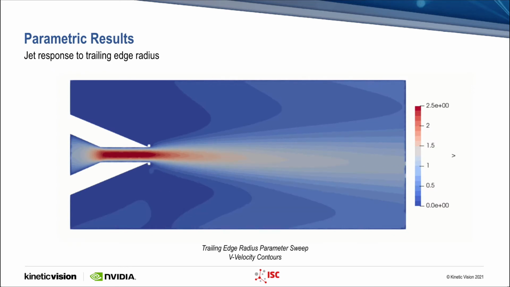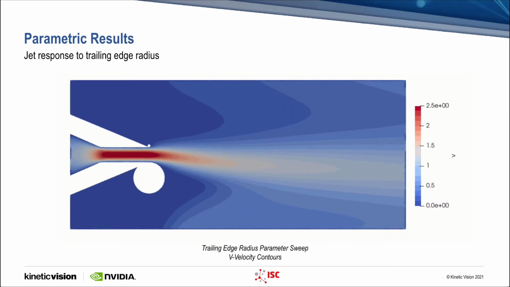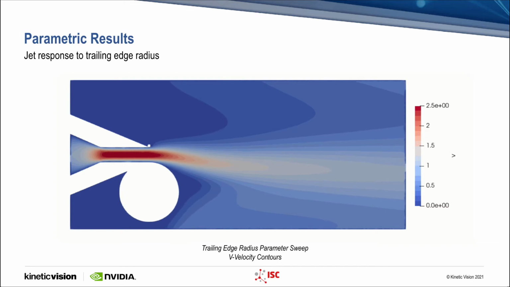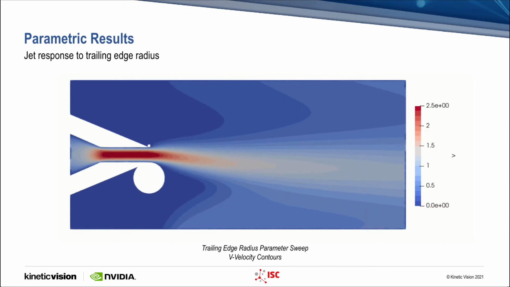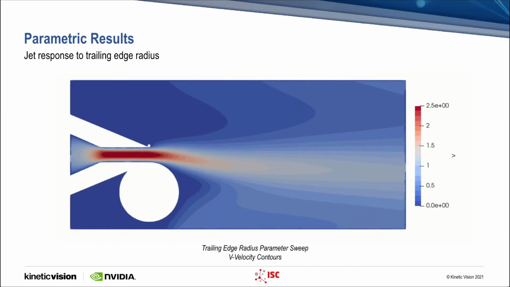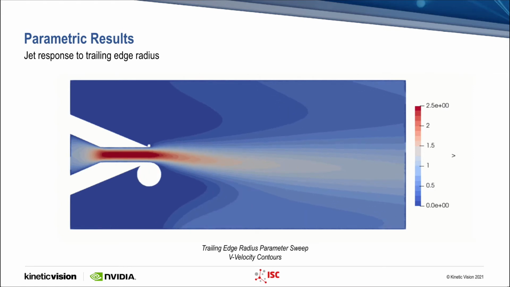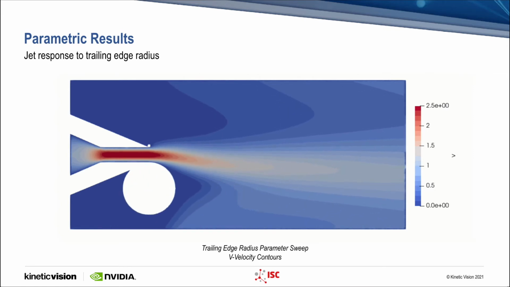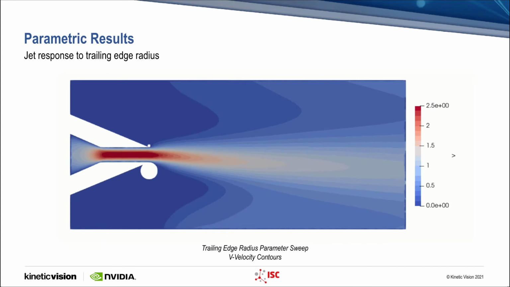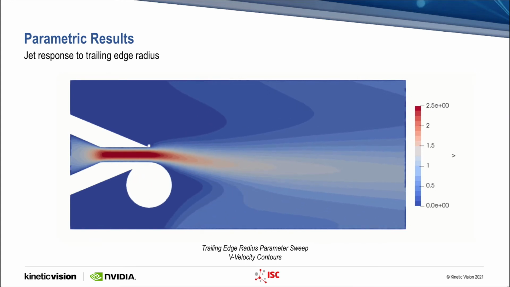So if we look at our results out of SimNet and retrieve them over the design space of the changing radius, you can see indeed, as we look at the velocity contours, that the jet angle changes as you increase the radius, and it is a nonlinear relationship.